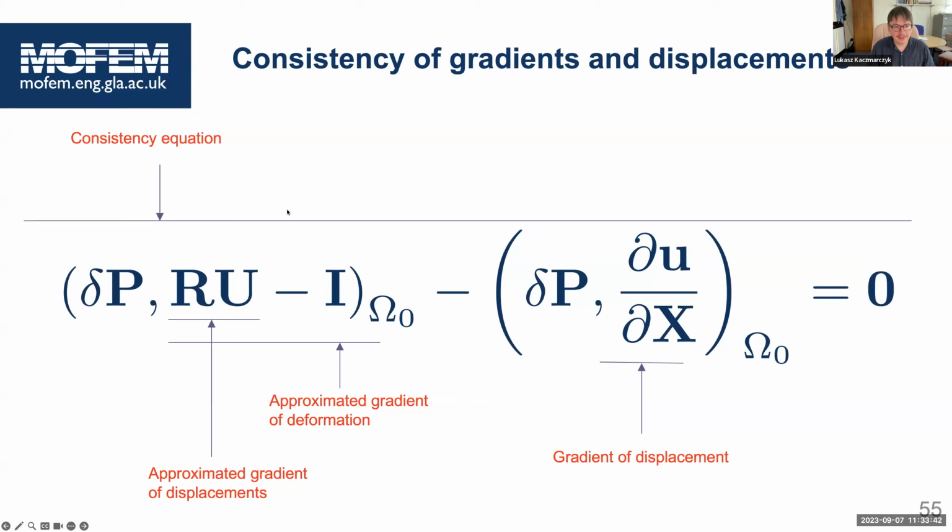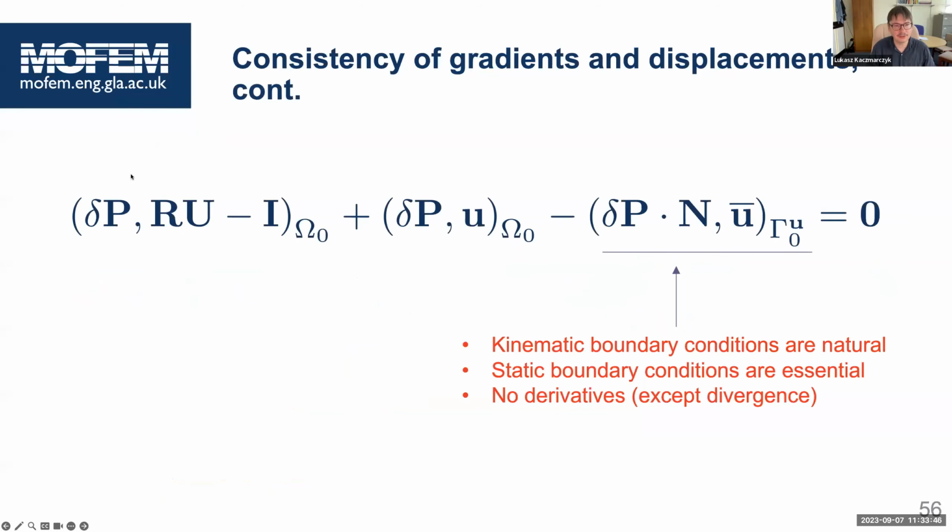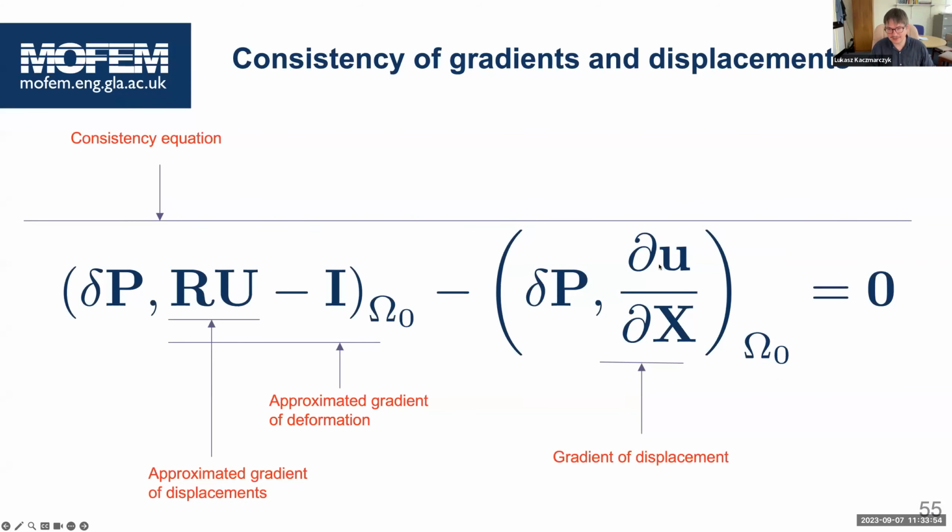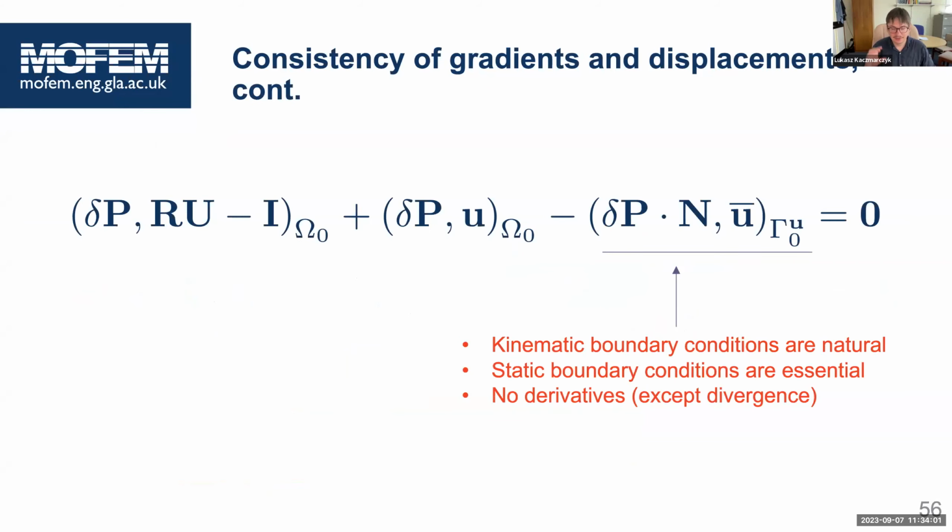So when I have this formula, which I call the consistency equation, I can calculate the differentiation by parts of this equation, and then look what happens. This gradient disappears from my equation. As a result of this, I don't require that my displacement will be in L2 space.